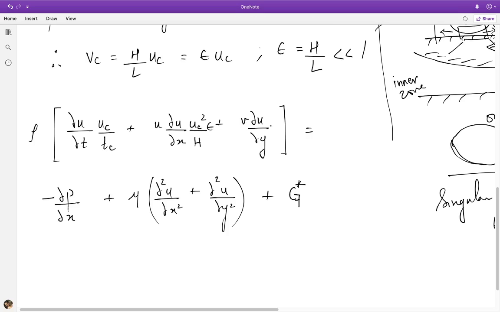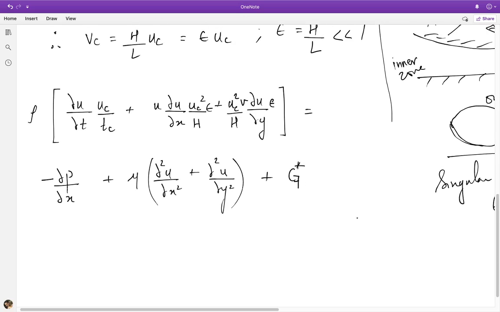Here, on the other hand, I'm going to have UC times VC, but if I replace VC by epsilon UC, I get UC squared, I get an epsilon factor, and I also get H coming out of Y. Now for my time scale, what I would like to do is retain in general the time variations in the problem and have the same magnitude as the other inertial terms, and that is possible if I choose a time scale.